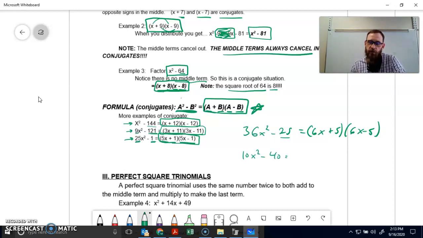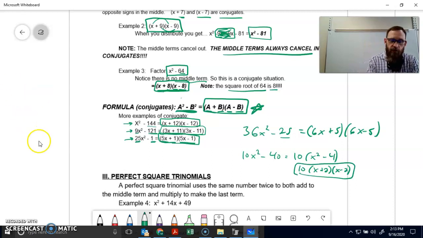You could have a GCF with one of these, like if I had 10x squared minus, I don't know, let's just say 40. They both share a 10, and then when you take the 10 out, oh look, it's a conjugate problem. X plus 2, x minus 2. So that GCF first could take place with these as well. Okay, and you'll see some of those at the end of the homework.